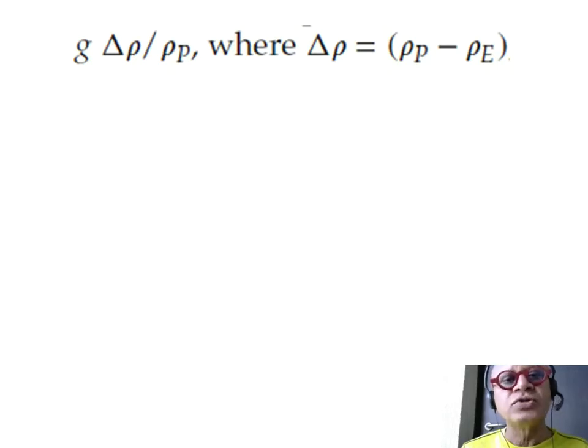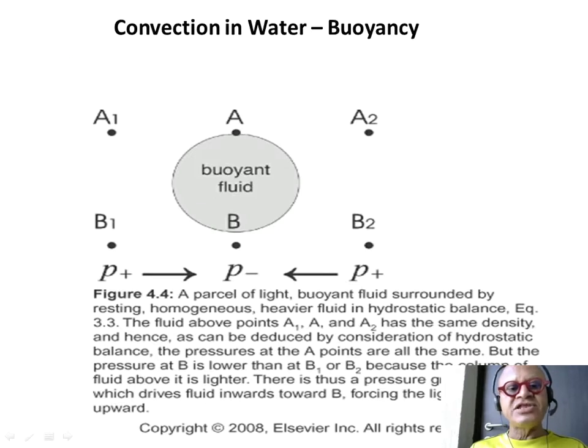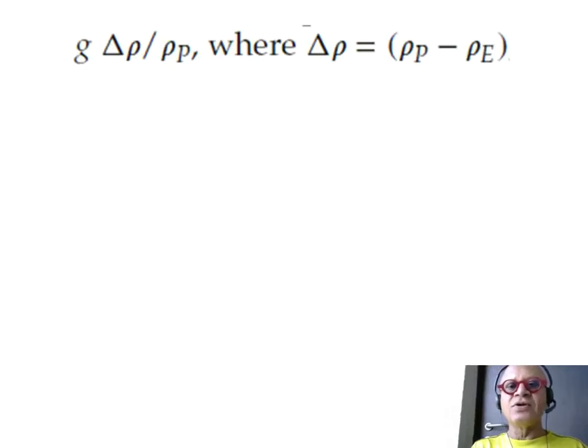Okay, so the main concept we need to define here is that the density difference is going to matter. Relative density is going to matter. So the gravitational pull here is going to be delta rho over rho p, where rho p is the density of the parcel that's moving within this environment with a density of rho e. Rho e is the density of the fluid around. The parcel is something that's moving within.